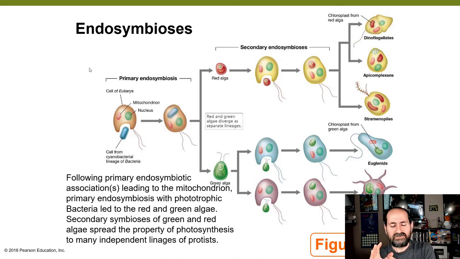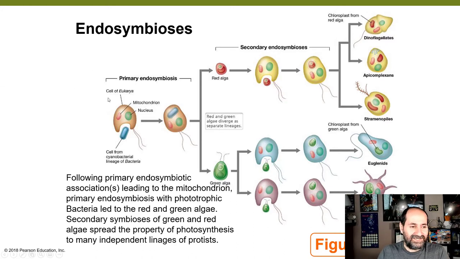But in some of these protists, you know, these single cell eukaryotes, weird stuff has happened. And I want to show you this. It's called primary endosymbiosis and secondary endosymbiosis, which is a novel concept to a lot of people. So let me show you what this means. During primary endosymbiosis, an early eukaryote took up a cell from the cyanobacterial lineage. And this became a photosynthetic eukaryote, right?